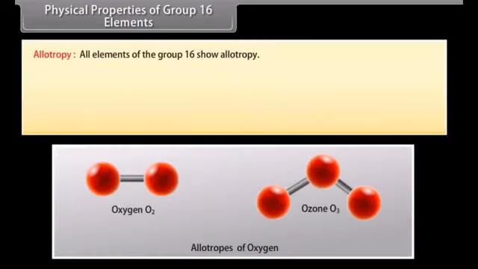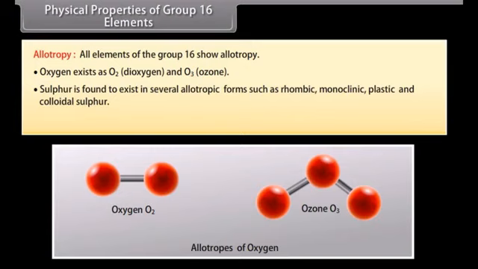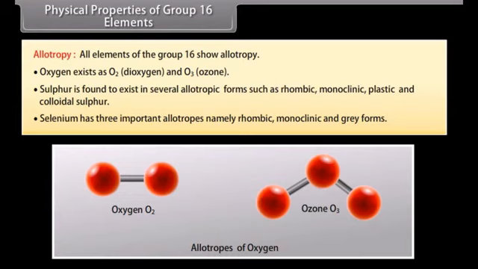Allotropy. All elements of group 16 show allotropy. Oxygen exists as O2 and O3. Sulfur is found to exist in several allotropic forms such as rhombic, monoclinic, plastic, and colloidal sulfur. Selenium has three important allotropes, namely rhombic, monoclinic, and gray forms.